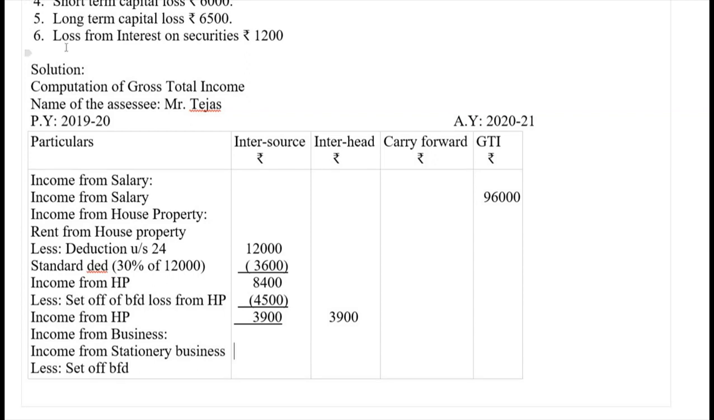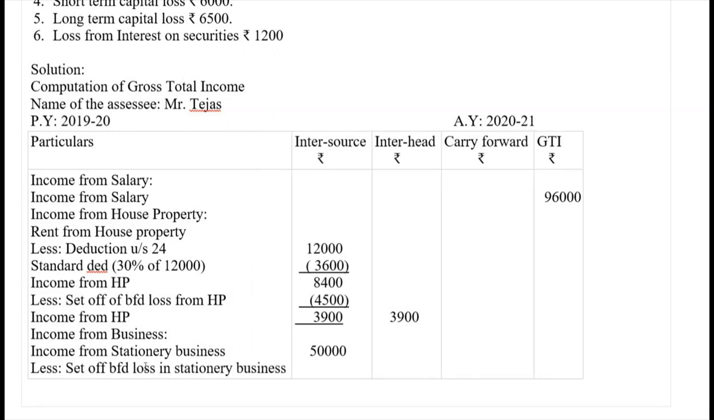Now income from stationery business, which is given in the problem as rupees 50,000. Less brought forward loss in stationery business, 1,500. When we subtract, the difference is 48,500.